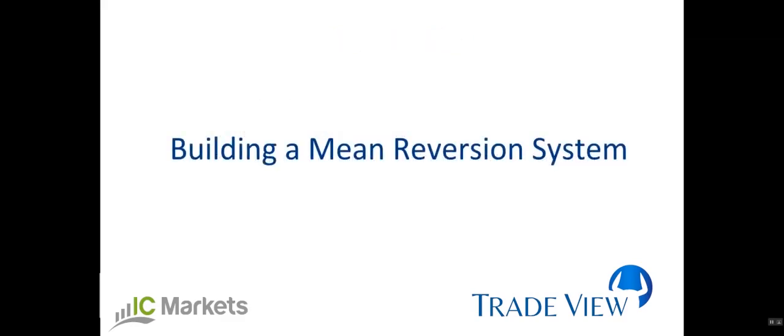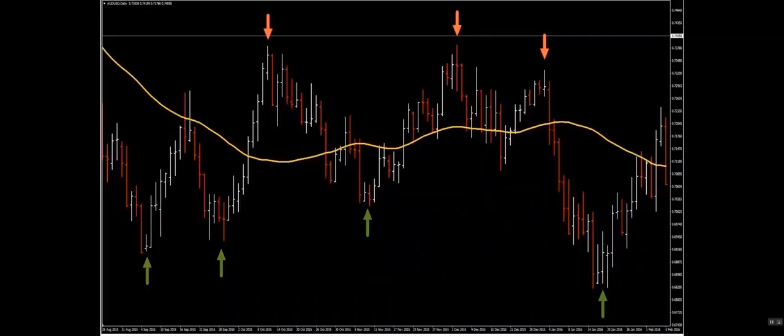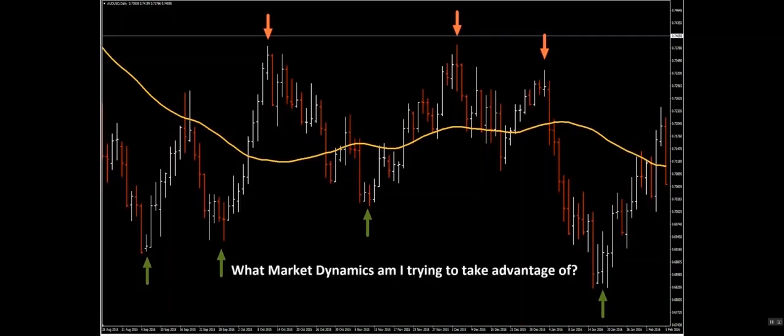Alright, so building a mean reversion system. First off, what is mean reversion? With a mean reversion system, what market dynamics am I actually trying to take advantage of? Well, I'm trying to take advantage of the fact that price usually returns back to the average. You can see here these arrows which I've just drawn in on the charts. Here is a moving average, and as you can see, once price gets to a certain point, there's a good possibility that it will return back to the average.